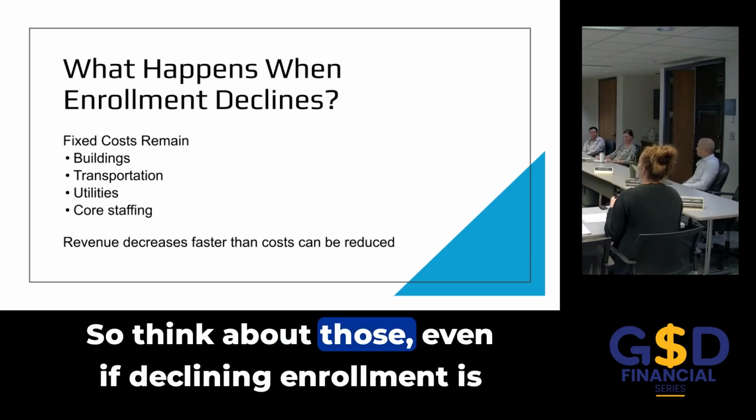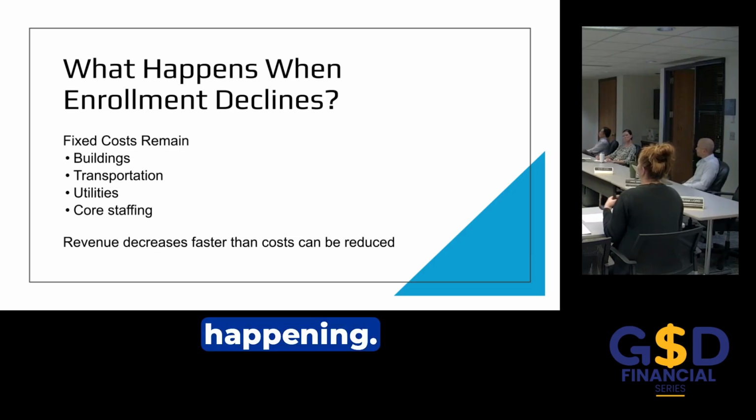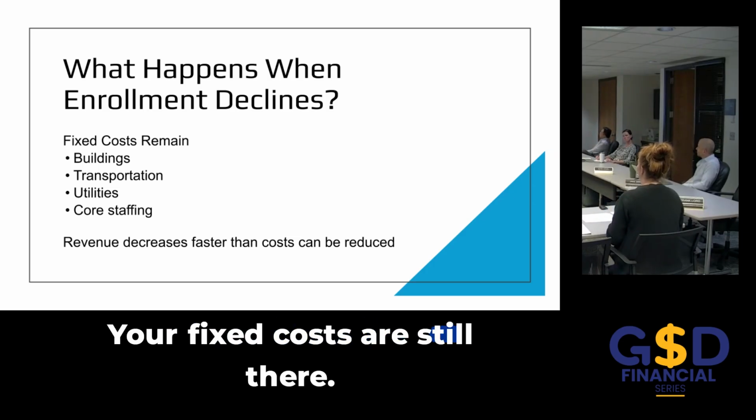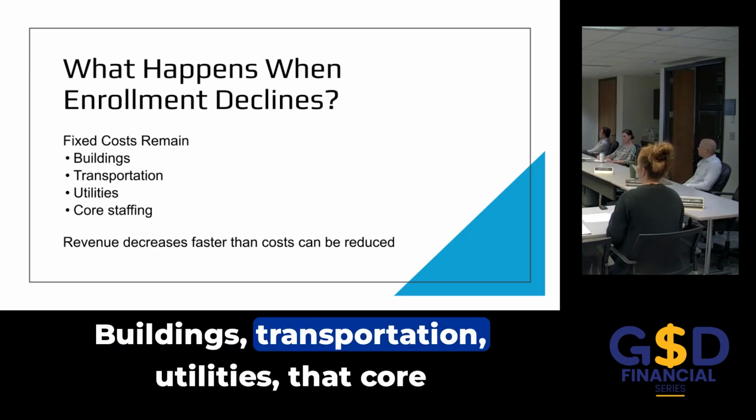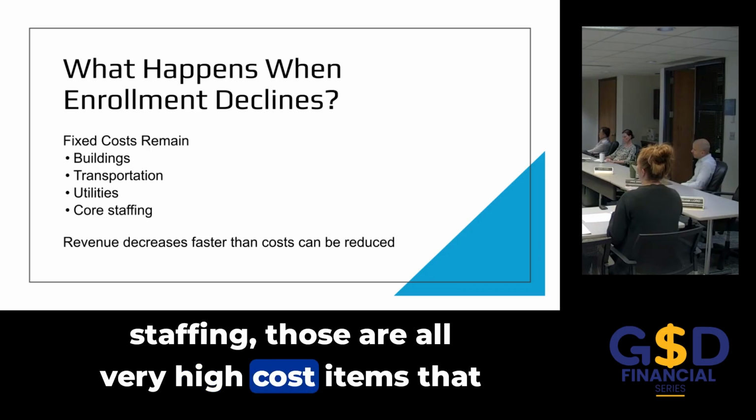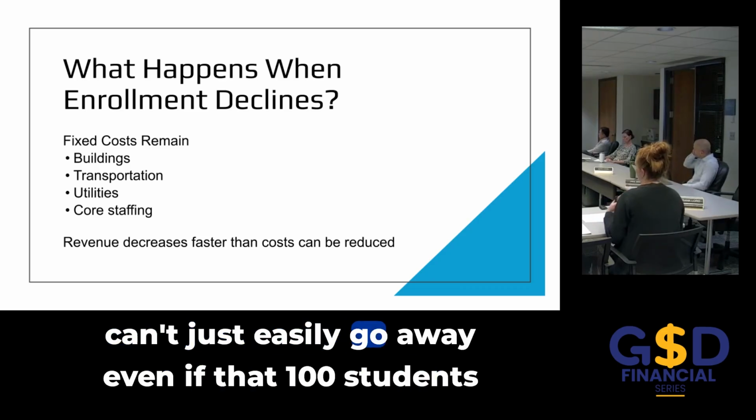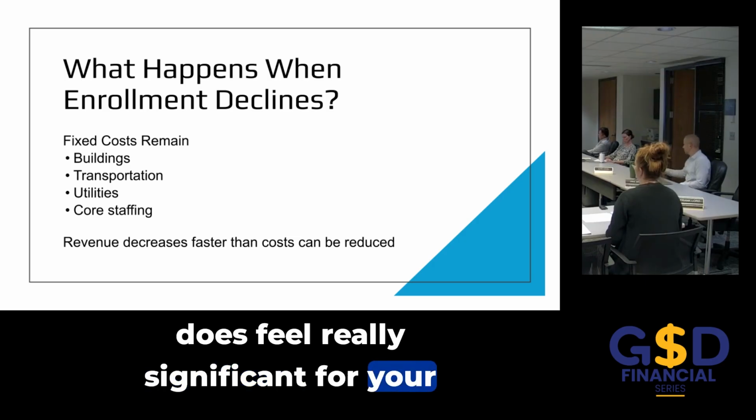So think about those, even if declining enrollment is happening, your fixed costs are still there. Buildings, transportation, utilities, that core staffing, those are all very high cost items that can't just easily go away, even if that 100 students does feel really significant for your district.